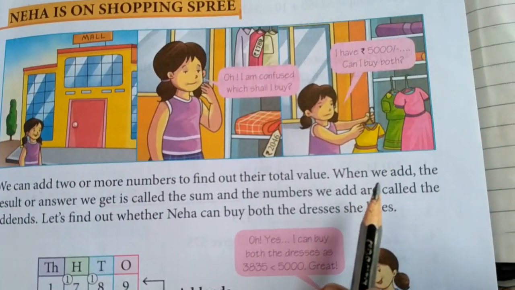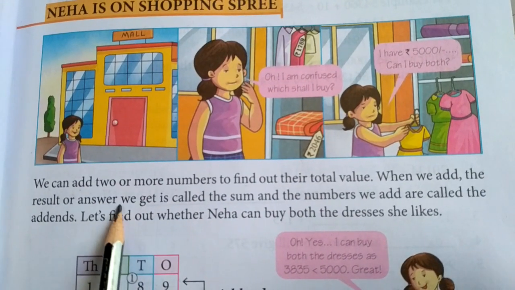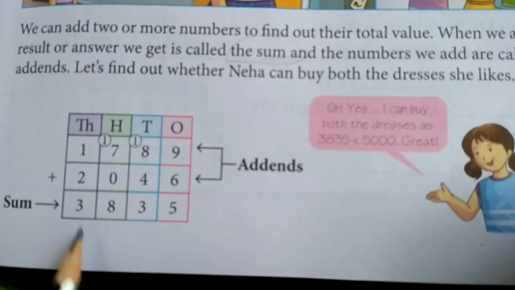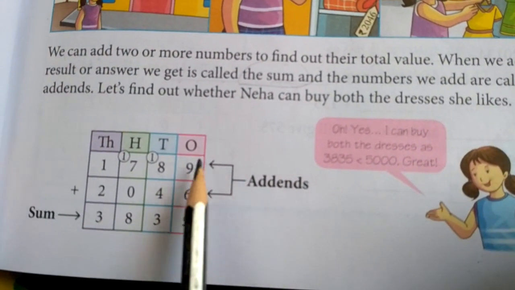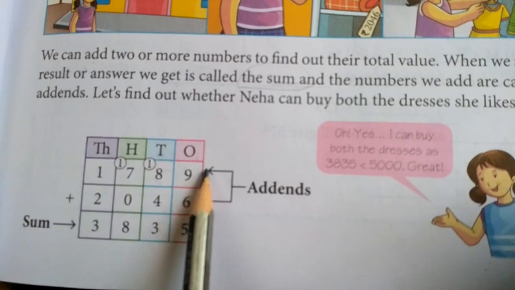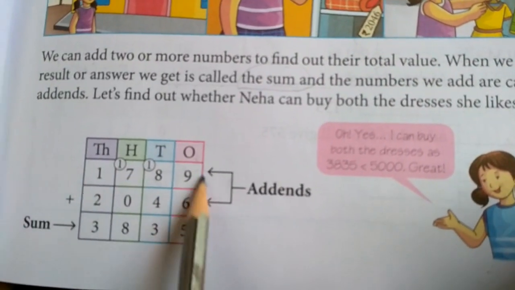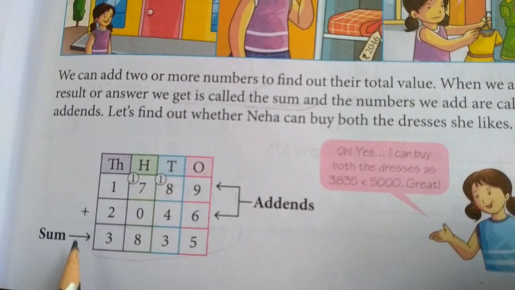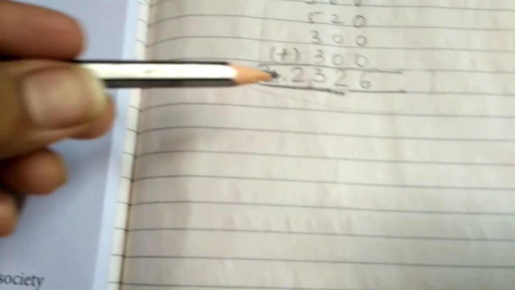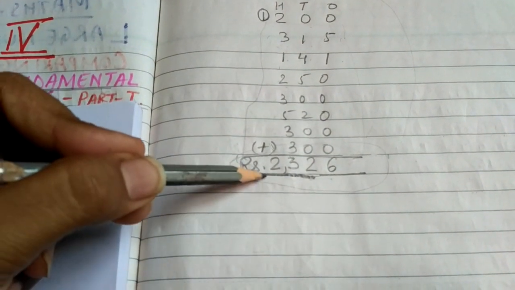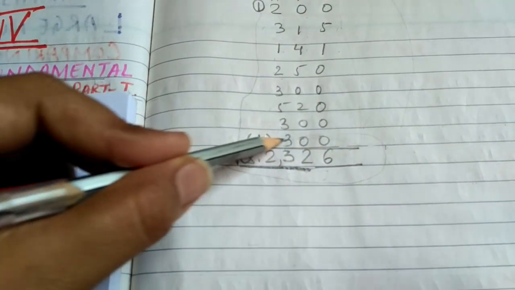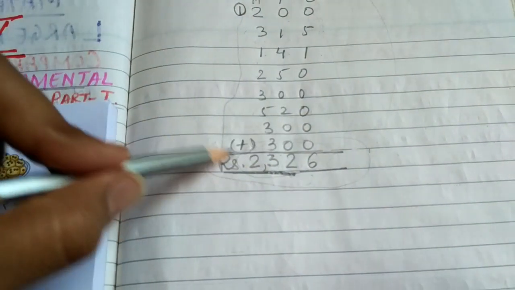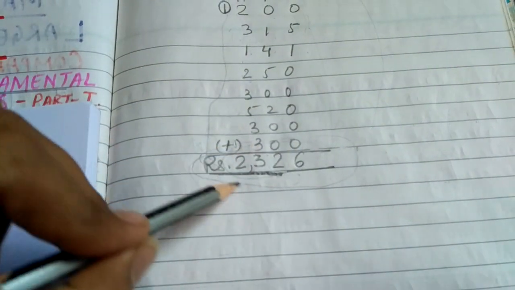When we add, the result or answer we get is called the sum. For example, if we are adding these two addends, whatever result we get is called the sum. In this example, the 2326 rupees we have got is called the sum of these given numbers. This is the total sum.